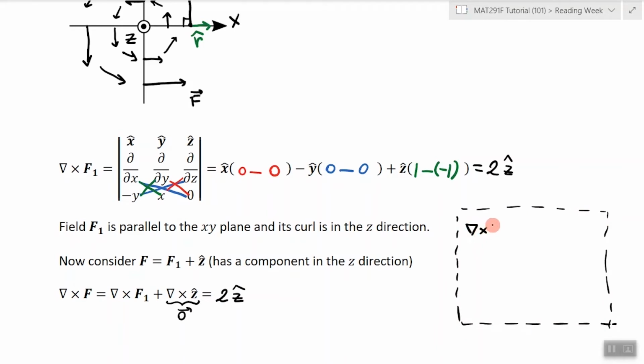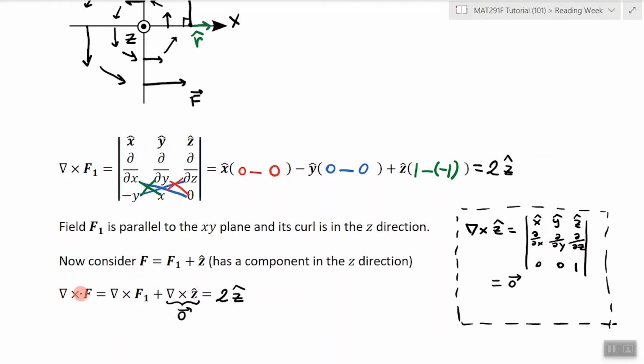Curl of z hat equals this determinant: x hat, y hat, z hat; partial x, partial y, partial z; 0, 0, 1. And then you see every time you'll take this sort of product of a derivative and a constant number, right? So all those derivatives will be 0. So in the end, you'll get just the 0 vector.